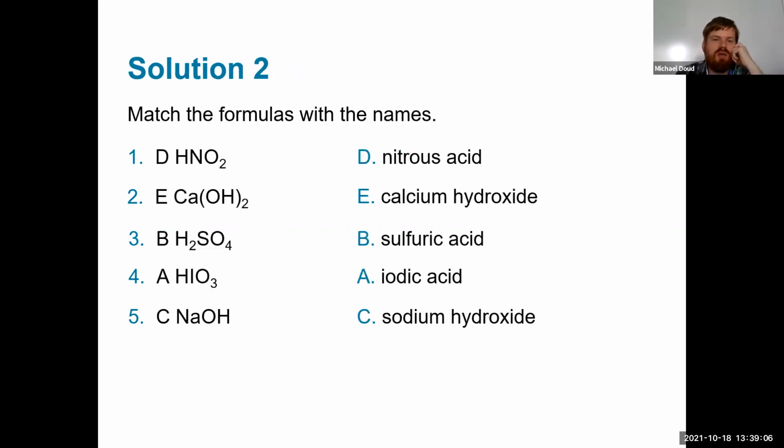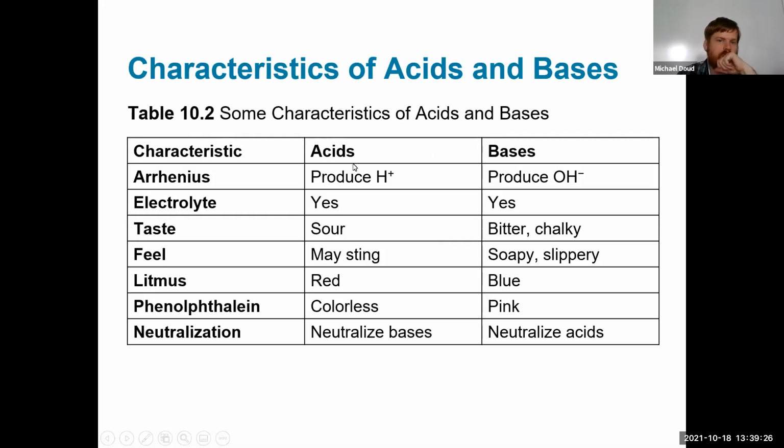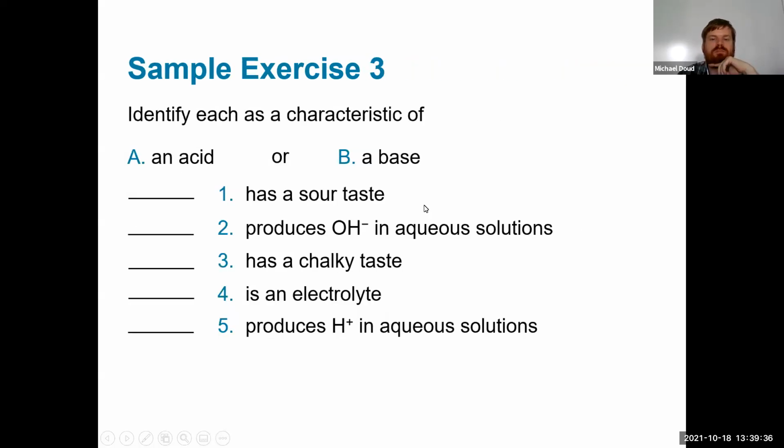Okay, and we're back. So the matching is basically HNO2 is nitrous acid. Ca(OH)2, that's calcium hydroxide. H2SO4 is sulfuric acid. HIO3 is the acid of iodate, so iodic acid. And then finally, NaOH is sodium hydroxide. Okay, so there you go. The acids produce hydrogen ions and the bases produce hydroxide ions in water. And then you can compare the different properties here.